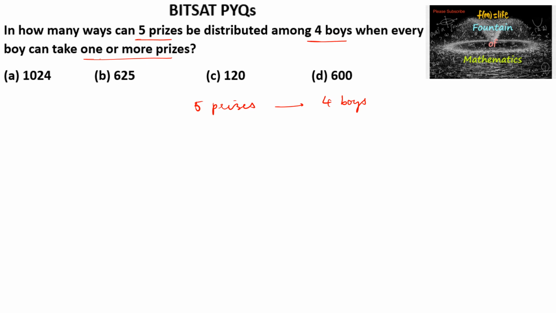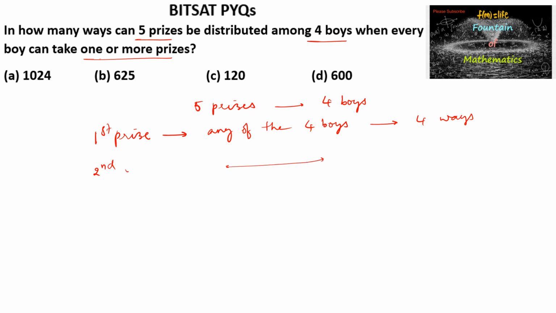So the first prize may be assigned to any of the 4 boys. So the first prize can be distributed in 4 ways, and the second prize, similarly for 4 boys, we can say 4 ways. The third prize can be given to any of the 4 boys, that is 4 ways. Similarly the fourth prize and fifth prize.